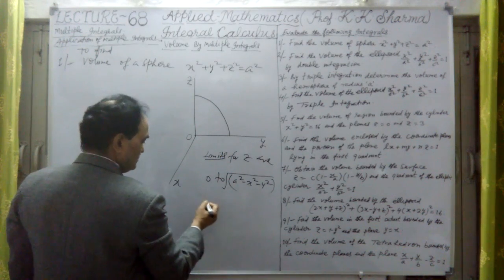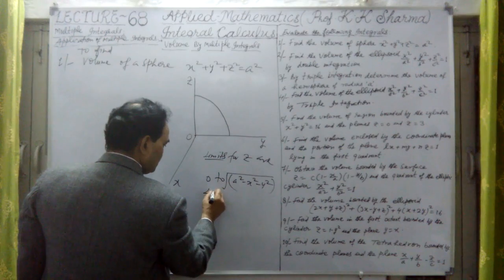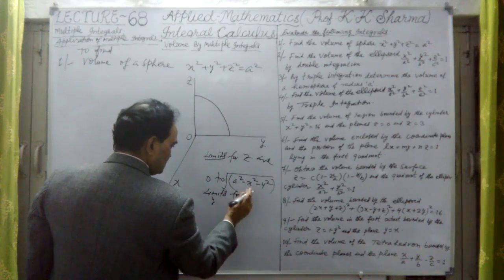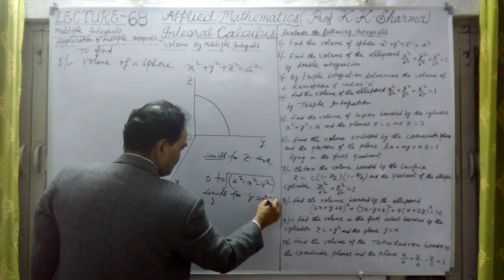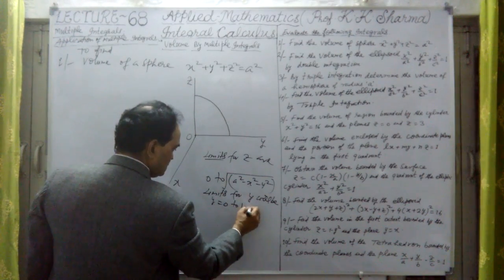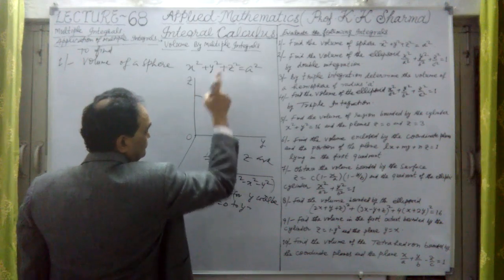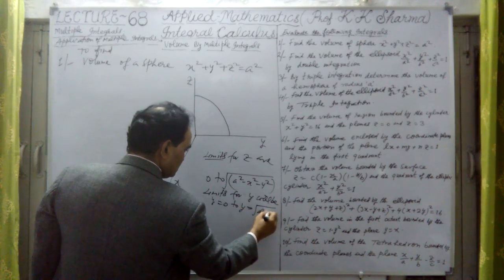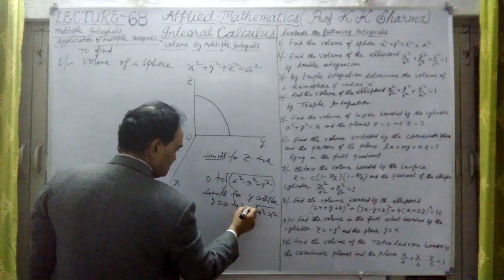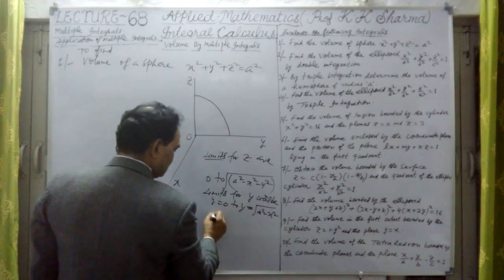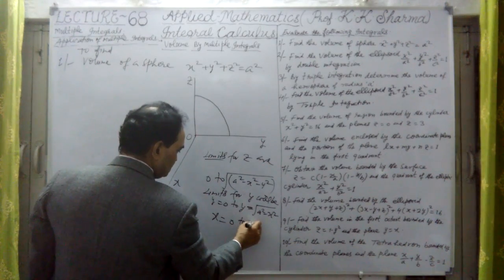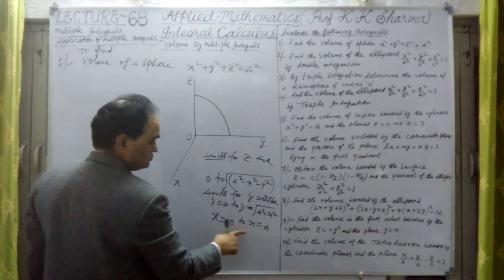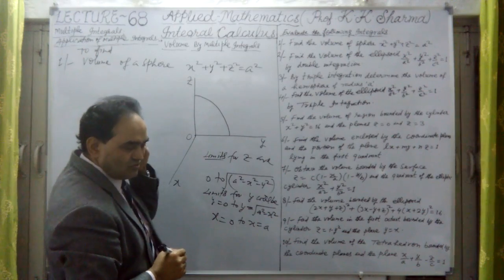Now what are the limits for y? The limits for y will be y equal to 0 to, taking z equal to 0, y square equal to a square minus x square, so y equals the square root of a square minus x square. Finally, for x, the limits are x equal to 0 to x equal to a, since x square equals a square. From 0 to a, so that the whole figure is covered.